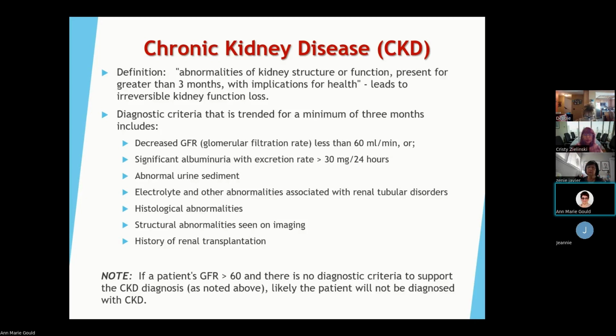So just a key note here. If a patient's GFR is greater than 60 and there's no diagnostic criteria to support the CKD diagnosis, as noted above, likely the patient will not be diagnosed with CKD. So you never want to ask for a CKD stage if they don't have the diagnostic criteria listed. If there's nothing in there, you don't want to ask for a CKD stage, even though the doc may be writing it. Instead of asking for a stage, you may want to ask if it's a rule in, rule out. Is it confirmed or ruled out? That's something you want to look at.